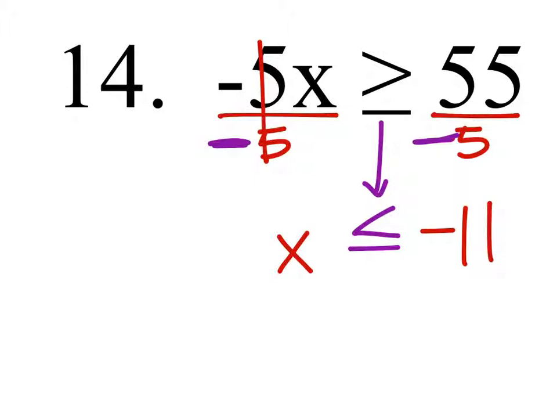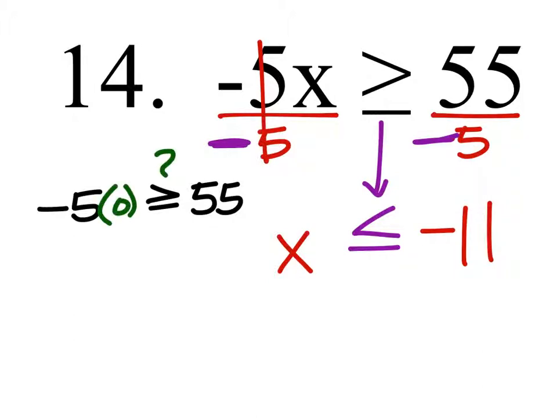So we can check, right? The original inequality was negative 5x is greater than or equal to 55. So I'm going to try something that is greater than negative 11 just to see and make sure that we didn't make a mistake there. Something like 0. And then we will see if this is true or not. Negative 5 times 0 is 0, which is greater than or equal to 55? No, that's false.